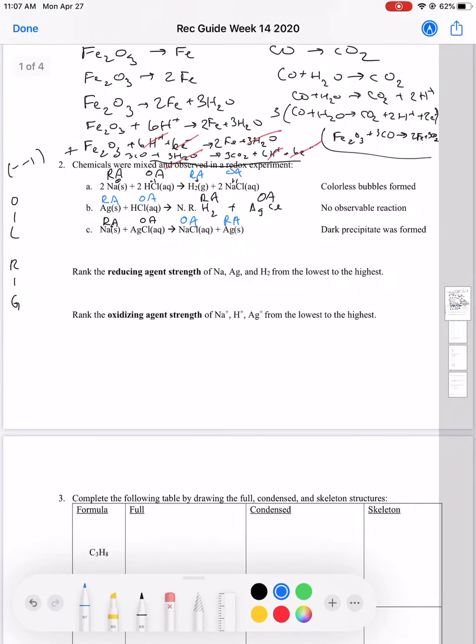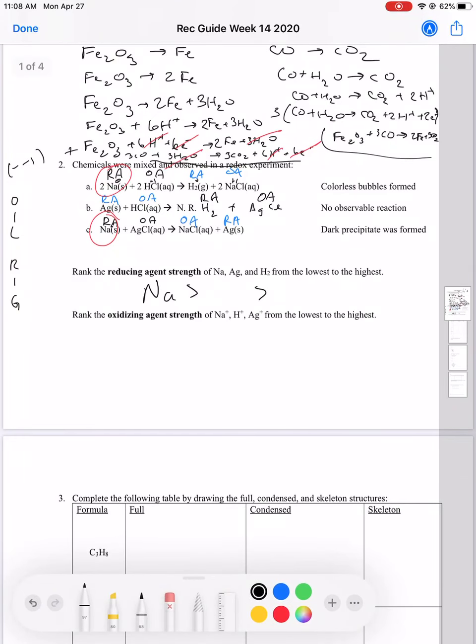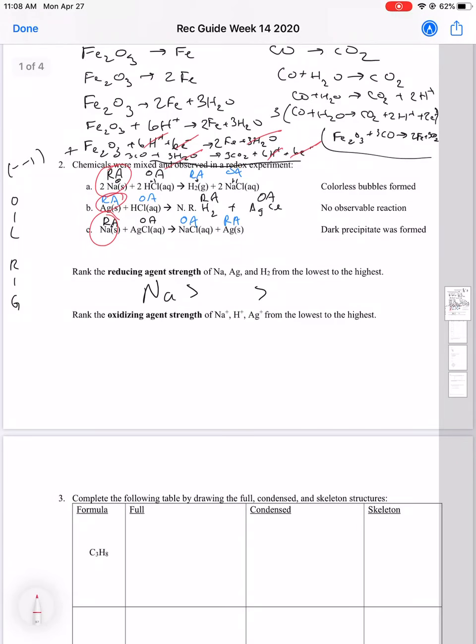Okay. And so now we need to figure out which reducing agent is the strongest. The one that always has a strong reducing agent is going to be the sodium. So sodium is our strongest. And our weakest, the one that never is the reducing agent, that's always the weak reducing agent, is going to be silver. So that's our weakest reducing agent. And then H2 is somewhere in the middle.